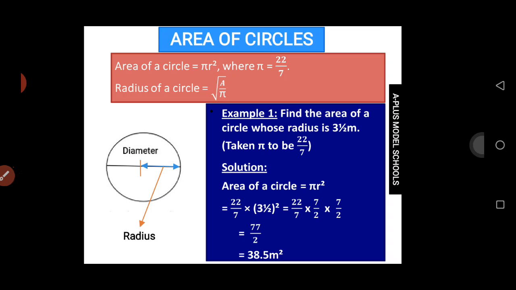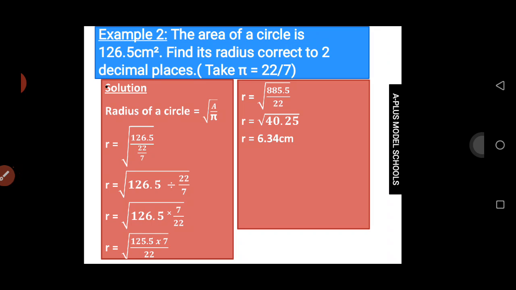Let's move to example 2. The area of a circle is 126.5 centimeters square. Find its radius, correct to 2 decimal places. Take pi to be 22 over 7. So here we are looking for the radius, and we are given the area to be 126.5. So using our formula for finding the radius, that is square root of A over pi.